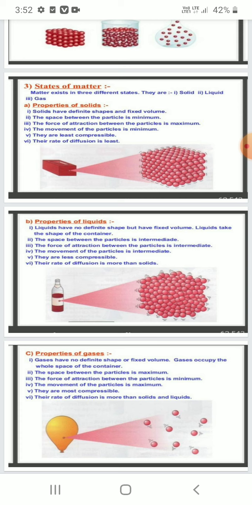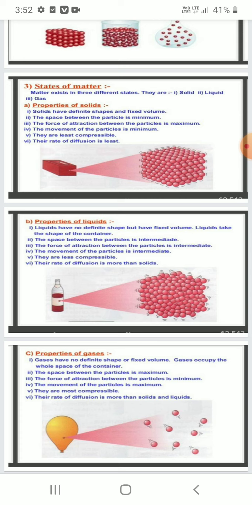In Olympiad exams they will give it like this only. Liquids have no definite shape but have fixed volume, like this one option. Liquids have no definite shape and no fixed volume, like that. Both A and B, none of these, like that they will give. So children, liquids have no definite shape.